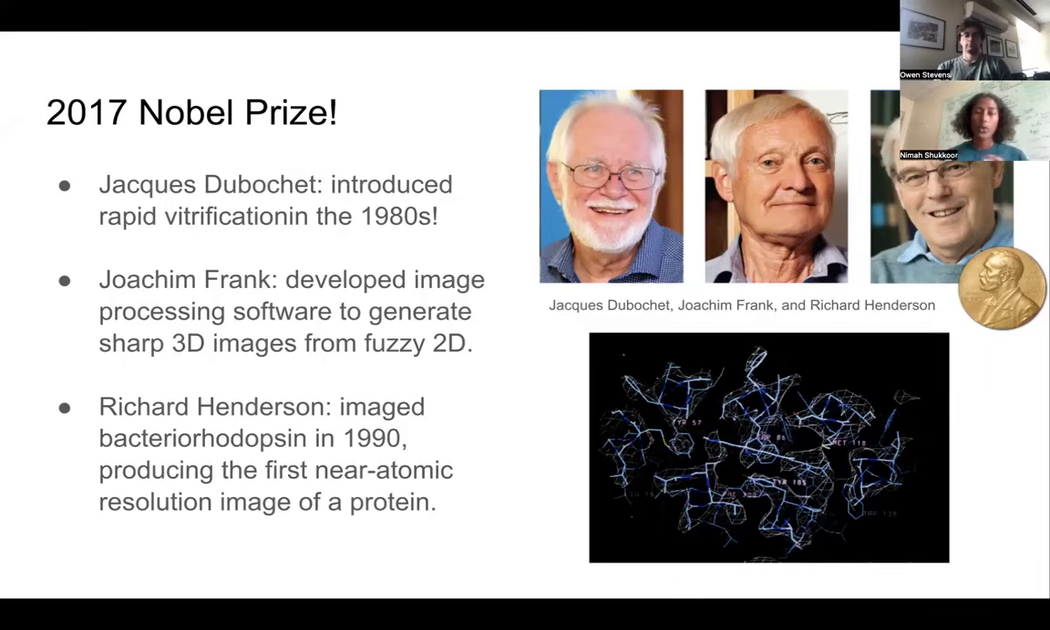So the three winners, one of them, Jacques Dubochet, I might be butchering these names, I'm so sorry, introduced the rapid vitrification technique in the 1980s, which Owen talked about. Joachim Frank developed the image processing software that is able to generate these sharp 3D images from the more fuzzy 2D projections. And Richard Henderson was able to image bacterial rhodopsin in 1990, which was one of the first near atomic resolution images of a protein, as you can see at the bottom here.